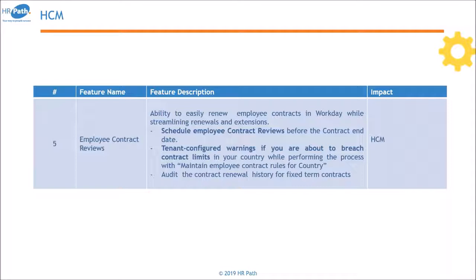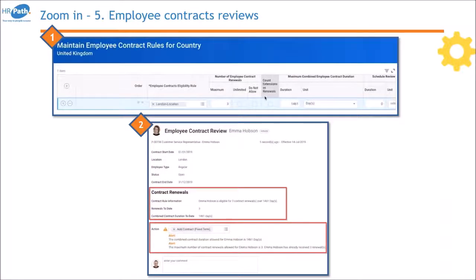So let's go to the next slide to see a little bit more about what it will look like. So in image 1, you have the maintain employee contract rules for country task. You can see that the eligibility rule here is configured to be London location, for example. You can select the maximum number of employee contract renewals, either if it's unlimited or do not allow, if you're not allowed to have any renewals. And you can select the maximum combined employee contract duration to be a certain number of days or months or weeks and so on.